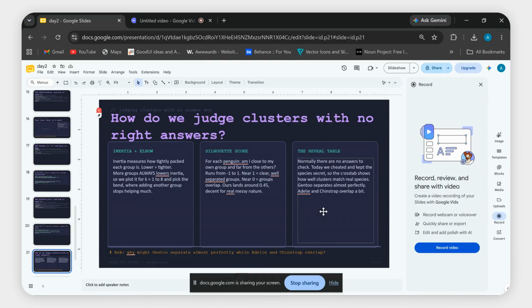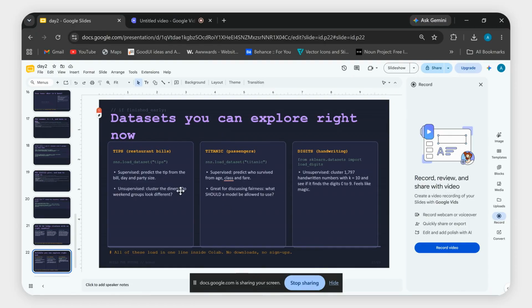In a real unsupervised project, you would not have those true labels to check against. You would rely only on the inertia and the silhouette score. The review is a bonus because we set it up deliberately today, but in real-world settings, it might not be so. So here are some datasets that you can explore.